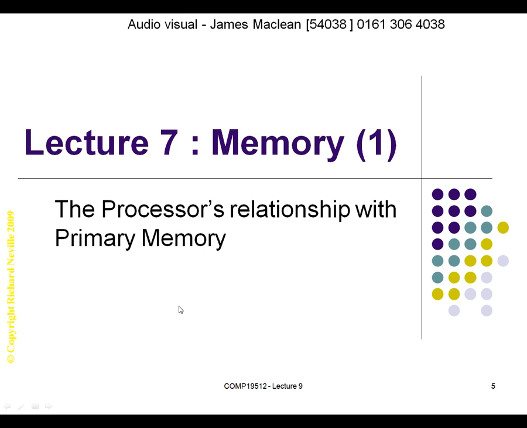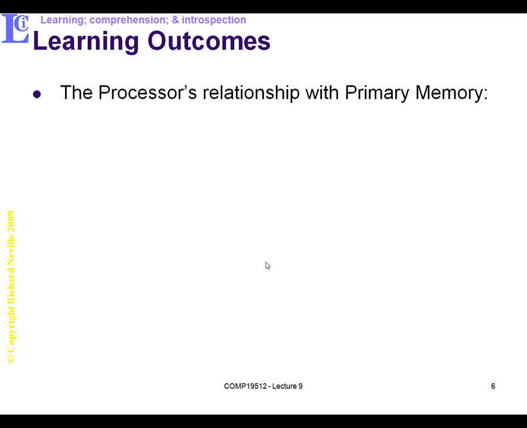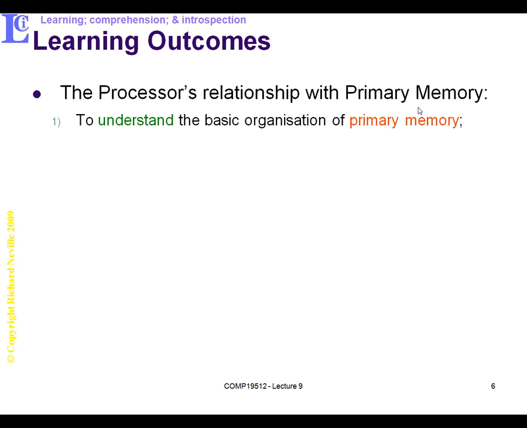Right, let's move on with the lecture, and we'll be looking at memory. So we're going to start the first part of the lecture. The learning outcomes for this half of the lecture are looking at certain parts of the processor, and that is the processor and its relation to memory, and particularly the primary memory. What we should understand at the end of this lecture, because that's what the exam questions will interrogate, is how this memory, and particularly the primary memory, is organized.